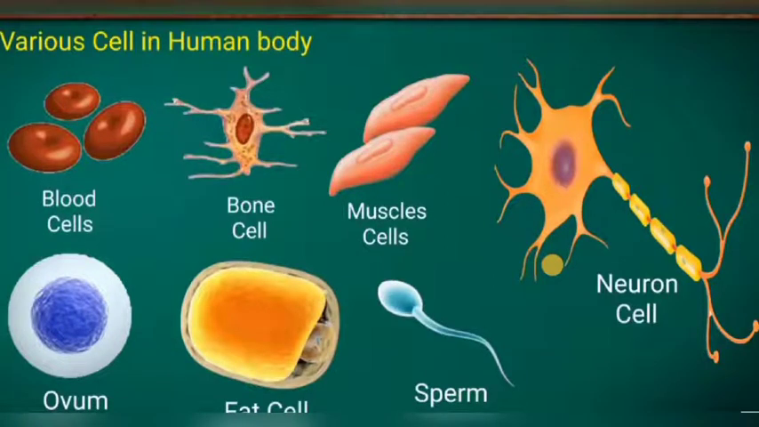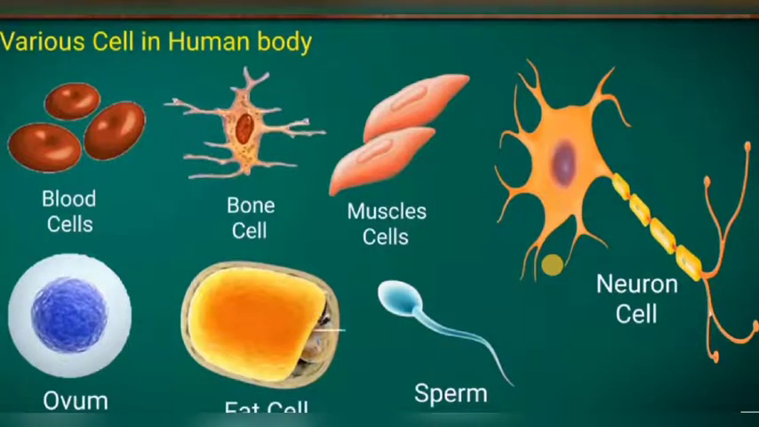You can see the structure of the bone cell. Bone is made up of this kind of cell. Now the next one is muscle cells. They help in contraction, so they are able to shrink, or you can say expand or relax, which helps in movement. The next one is the ovum.